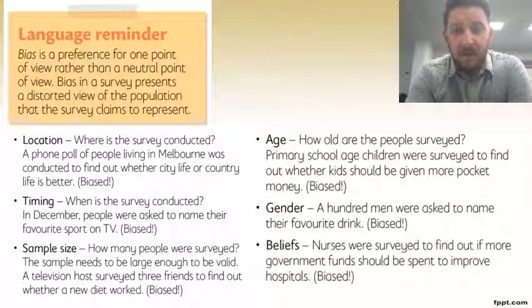The example given here is nurses were surveyed to find out if more government funds should be spent to improve hospitals. Well, if you're going to survey nurses, their belief is always going to be that they need more money.